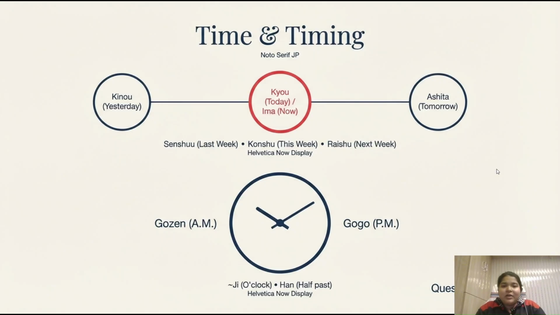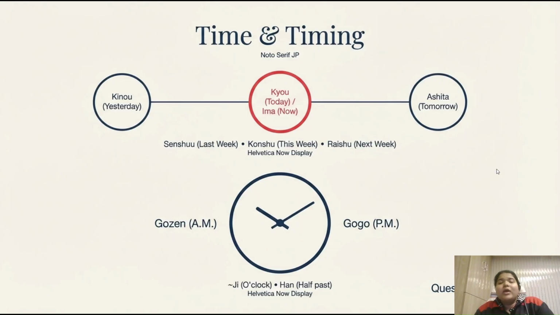Now timing happens in two departments, right? In the morning and in the evening or at night. After a certain time frame you go into the PM zone, and in a certain time frame you go into the AM zone. The AM zone is known as gozen. The PM zone is known as go-go.